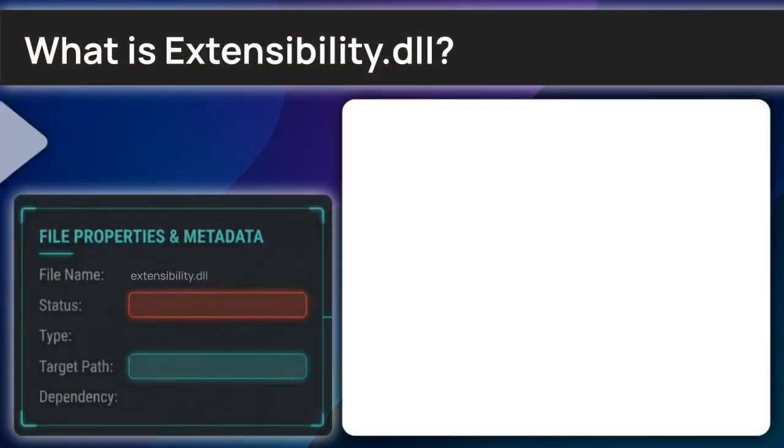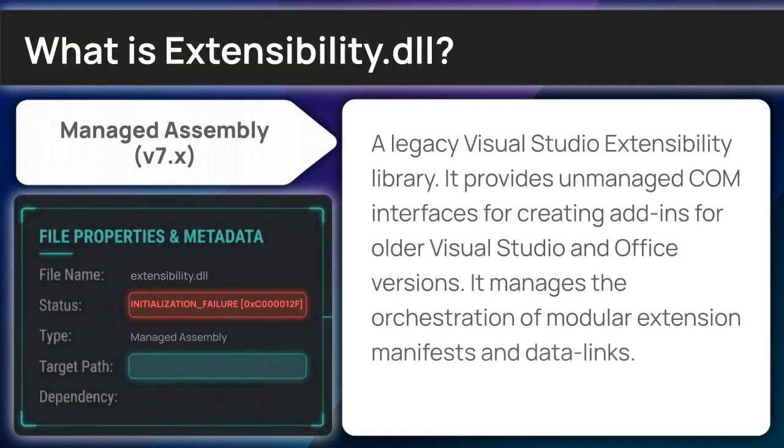This is the Extensibility Library, a legacy Visual Studio Extensibility library. It provides unmanaged COM interfaces for creating add-ins for older Visual Studio and Office versions. It manages the orchestration of modular extension manifests and data links. With the explanation out of the way, let's refresh the affected files.